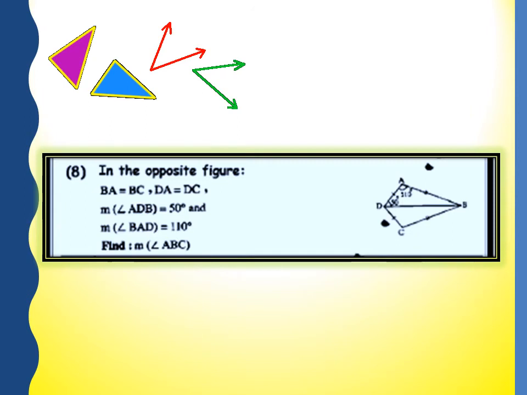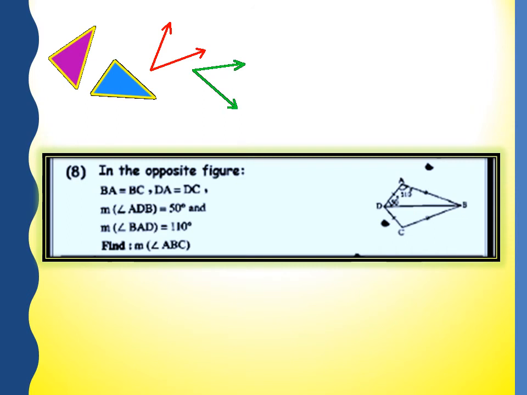In the opposite figure, BA equals BC and DA equals DC. Measure of angle EDB equals 50 degrees and measure of angle BAD is 110 degrees. I need to find measure of angle ABC. From this given information, I can say that in these two triangles, DA equals DC and AB equals CB, and I have a common side, which is DB. This side is common in the two triangles. That means these two triangles are congruent side, side, side. The three sides are equal. Two given and one common.